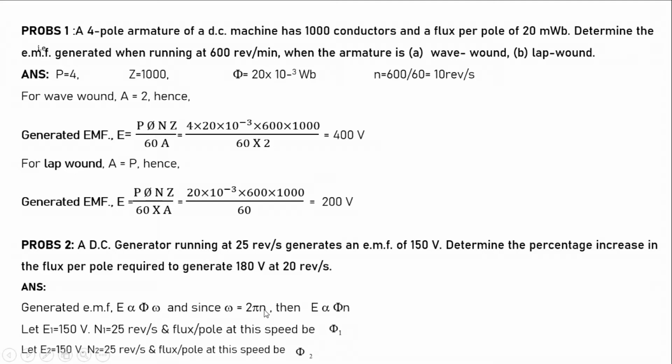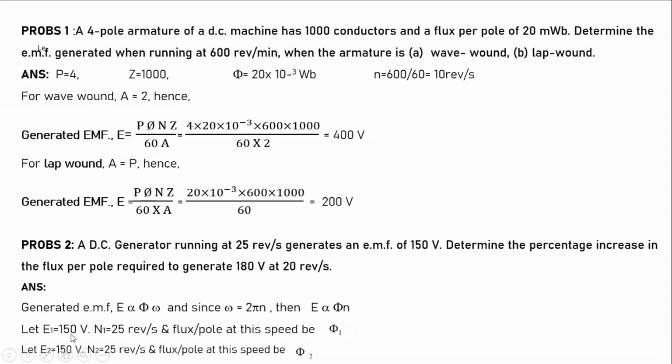So omega is equal to 2 pi N, where N is equal to RPS here. We consider RPS because the problem has been given in terms of RPS, not in terms of RPM. So E is directly proportional to phi into N, and we can take PZ by 60A as a constant. Then E is directly proportional to phi into N.